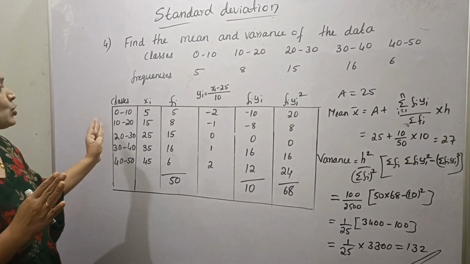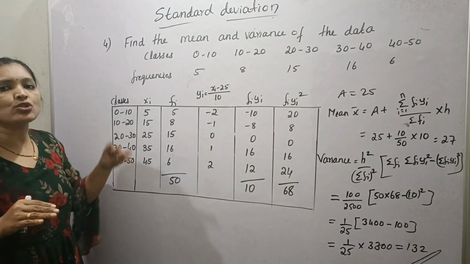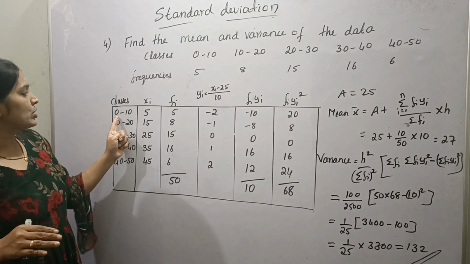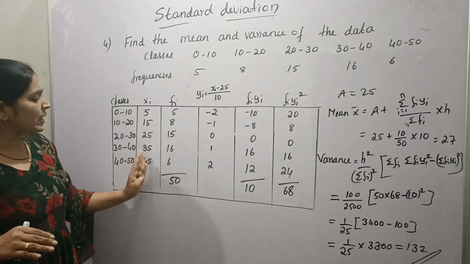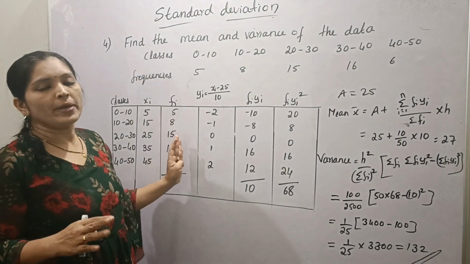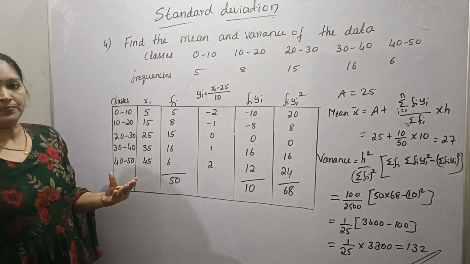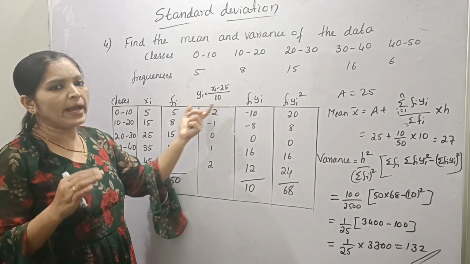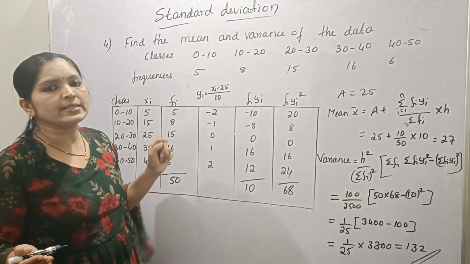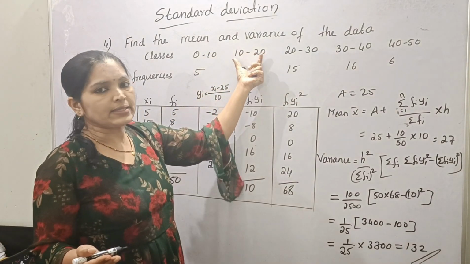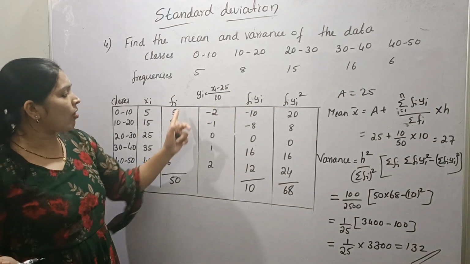So after that come to the table. First you will write the classes, then you will write the mid values of the classes, xi. So 0 to 10 mid value is 5, 10 to 20 mid value is 15. So write the mid values. After that, next column is writing frequencies. After that, we will write the values of yi. Okay, so we know that yi is equal to xi minus a divided by h. So a is 25, h is 10. See, width of the interval is 10. So yi is equal to xi minus 25 by 10. So we will write all these values.